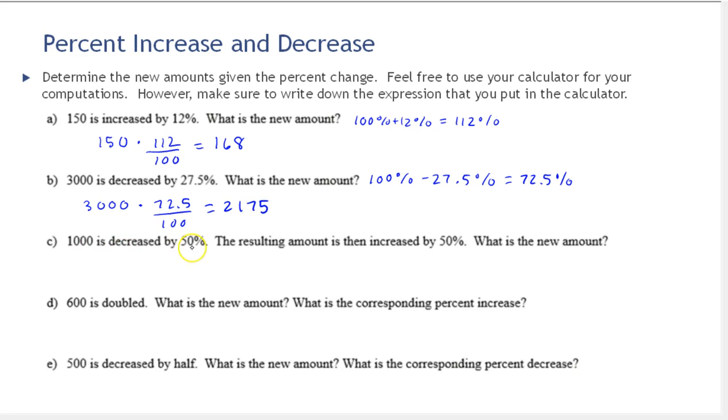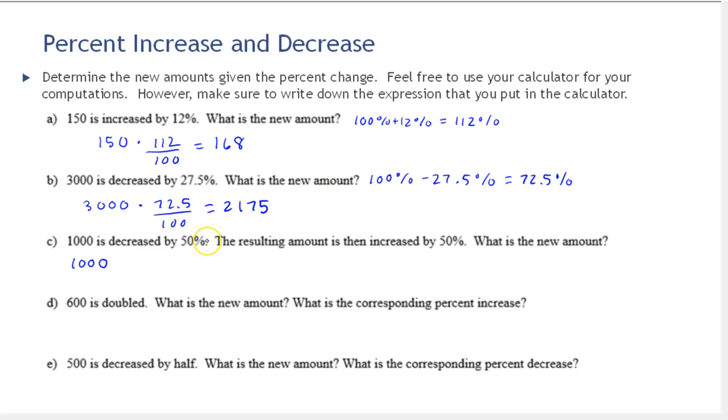1,000 is decreased by 50%. The resulting amount is then increased by 50%. What is the new amount? Okay, so it may be tempting to think that if you decrease by 50% and then increase by 50%, you get back to where you started. But let's see what happens. We're going to do these in two steps. So we have 1,000.